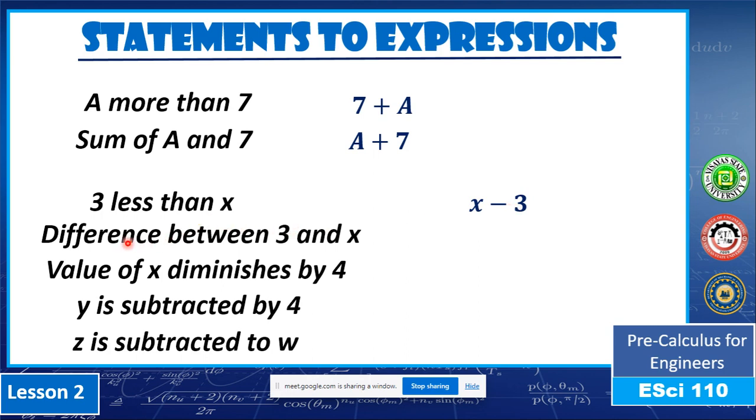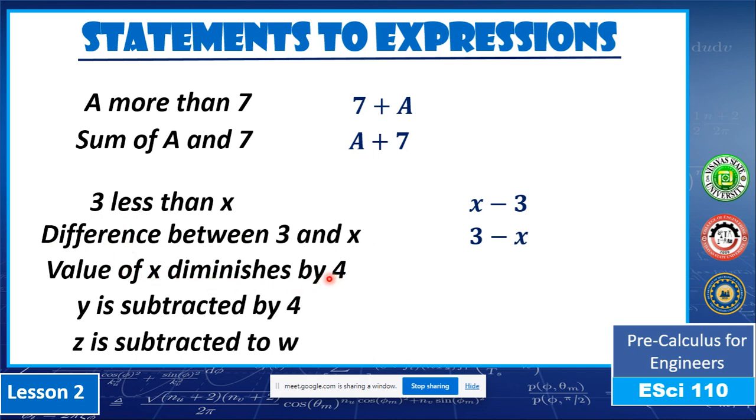It is very different from this phrase: the difference between 3 and x. It becomes 3 minus x, because this is just a plain statement, just the difference of the two numbers. Then also, the value of x diminishes by 4.